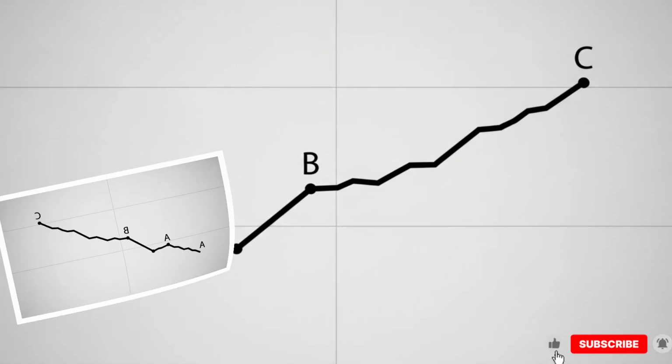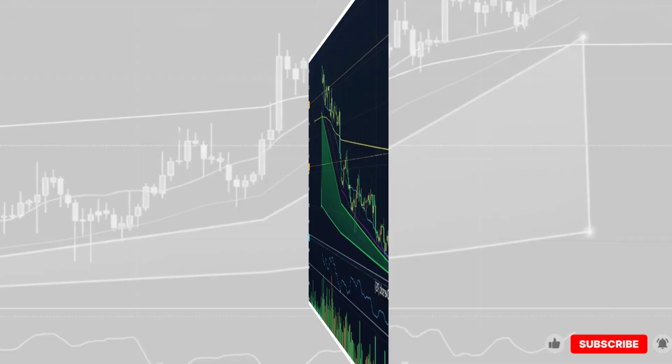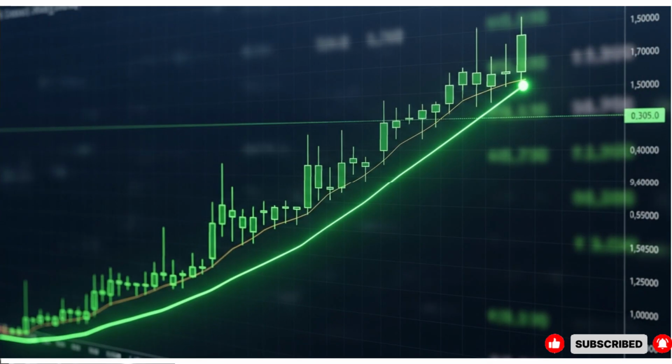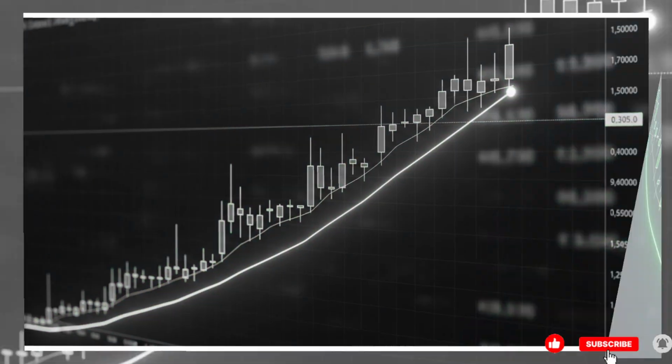Next comes the tools. What are we using to draw these lines? For this example, I'll be using a platform like TradingView, along with its built-in drawing tools to map out trend lines clearly. Alright, now let's jump into the charts.